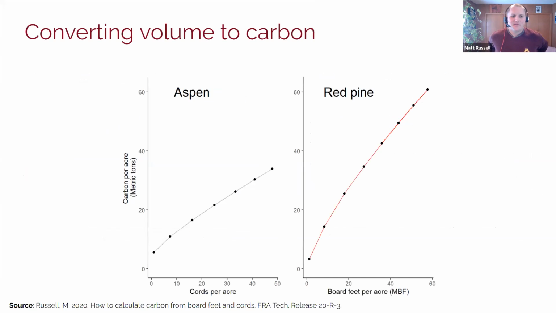I've also done some analyses looking at how we typically still inventory our forests in cords and boards. That is to say, if we look at a timber sale agreement, we're likely to see cords per acre and board feet per acre listed as the unit. And so we need to do a lot of work to convert that measure of volume to a measure of weight or a measure of carbon.